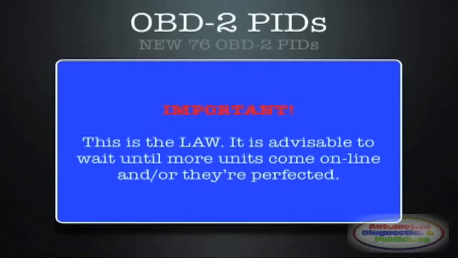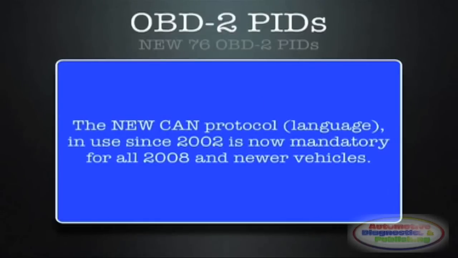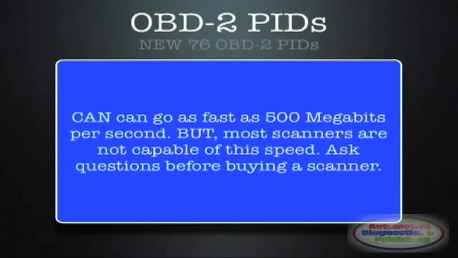However, it is advisable to wait on a purchase of one of these units, since the technology hasn't fully been implemented yet. Software reflashes are not free and have to be purchased through the manufacturer. CAN, or Controller Area Network protocol, in use since 2002 and even earlier in European systems, is now mandatory for all new vehicles sold in 2008 and up. The CAN protocol can go as fast as 500 megabits per second, but it is up to the scan tool manufacturer to implement this feature.